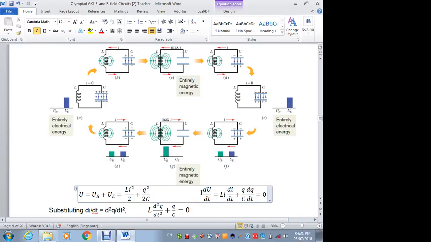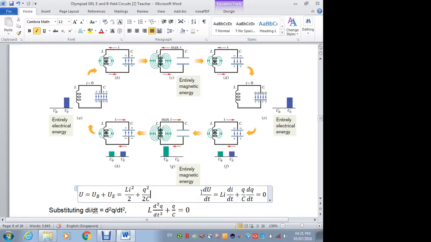Q is again a function of time because the charge on the capacitor will decrease and increase, right? So it's again a function of time. So you differentiate Q squared, you will get 2Q dQ/dt, right? But the 2 will again cancel away with the denominator 2 here. Therefore, you will get Q over C dQ/dt, right? C is a constant, so you take it out of the differentiation.